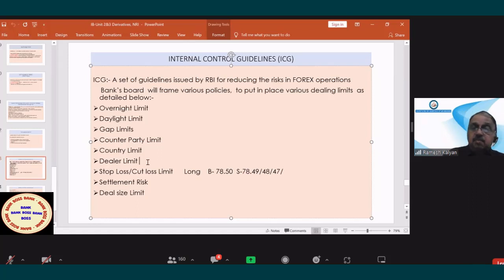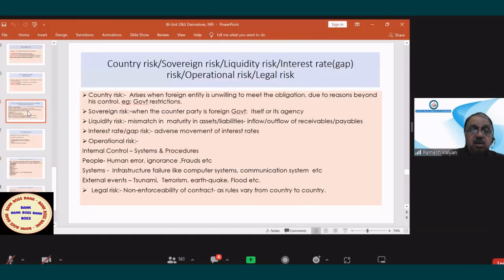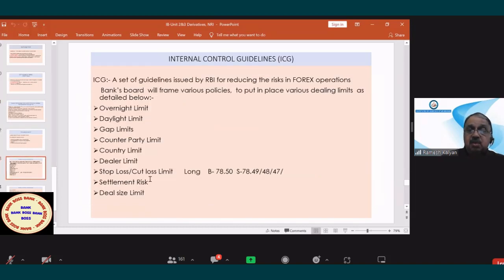Dealer limit. Maximum you can allow a dealer to limit. Can you tell me an example? Dealer limit is to mitigate which risk? Operation. Very good. Operation risk. Because whenever we are studying, we have studied in a system, you will find human error, ignorance, system, procedure, everything we are learning as definition. Go by the definition, we can easily correlate.